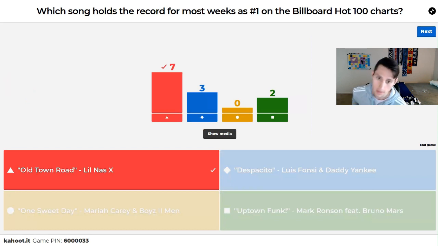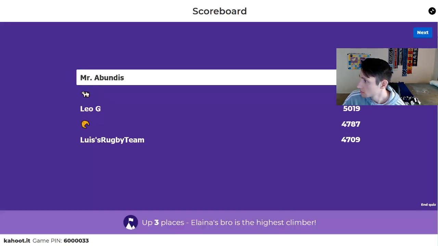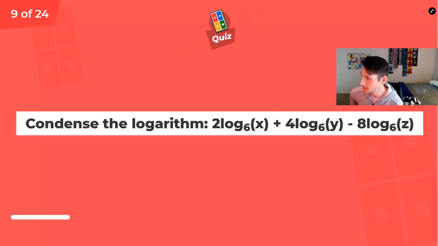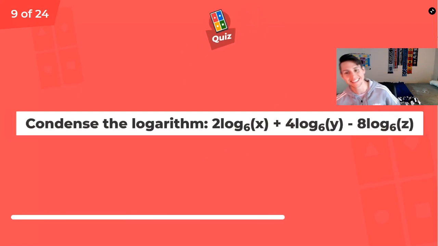Old Town Road. Okay, you guys knew. Why is nobody picking the Mariah Carey song? You guys don't like Mariah Carey? Come on. Elena's bro up 3 places.